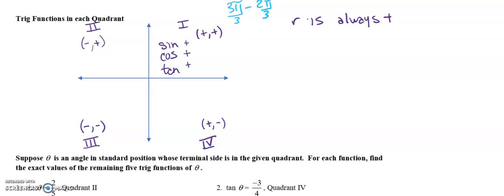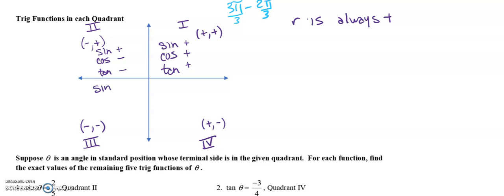How about quadrant 2? So sine in quadrant 2 is a positive y over positive r for a positive. Cosine in quadrant 2 is x over r. X is negative over positive, which will give us a negative. And tangent is y over x, positive over a negative, which is a negative.